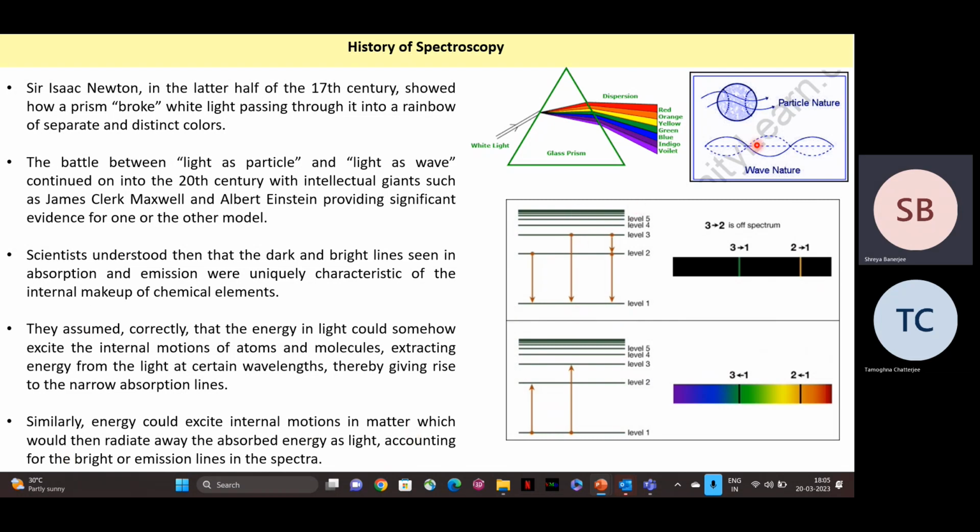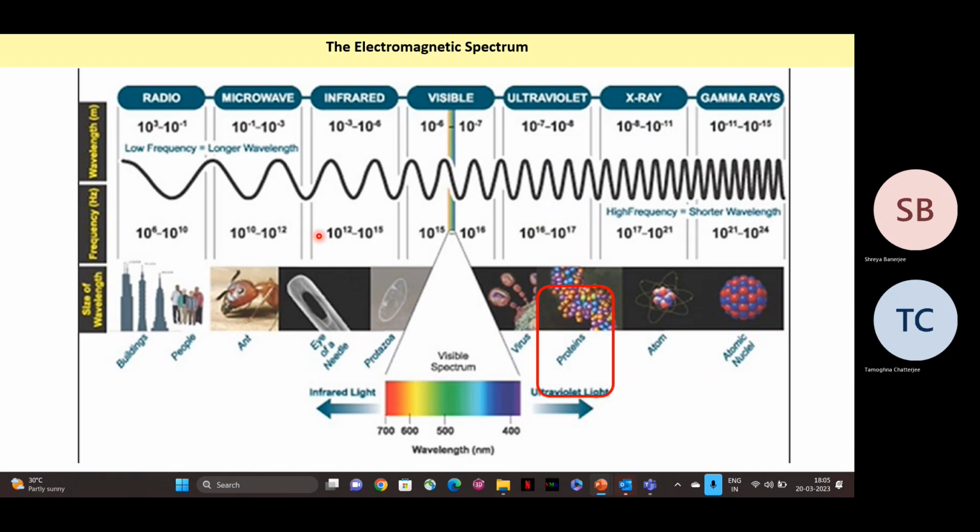This also proves the particle nature of light, because only when the particles have a certain energy of h nu can the atom be promoted to the upper energy levels.